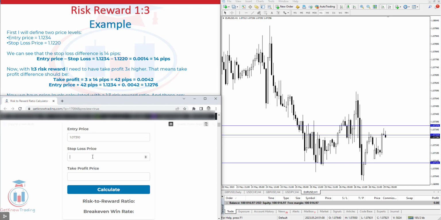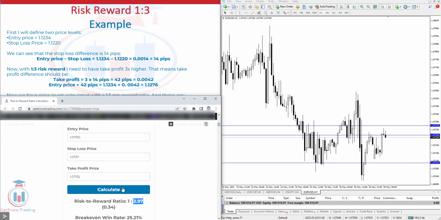We put a stop loss 1.0737 and the take profit 1.07132. Click calculate and we get that the risk to reward ratio is 1 against 2.97. And that means that we are expecting that the take profit would be around 3 times higher than the stop loss price is.